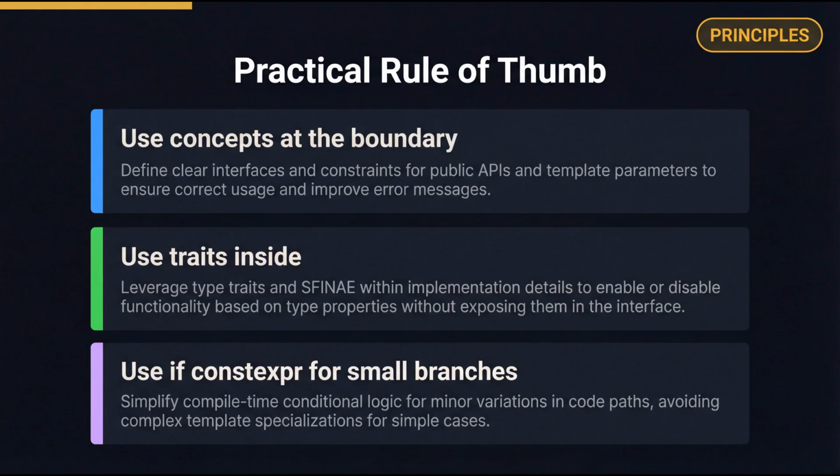3 rules for combining concepts and traits in practice. First, use concepts to state what callers must provide. They belong in function signatures and class template parameters. Second, use traits to inspect type properties inside the implementation. They help you adapt behavior without exposing complexity. Third, use if constexpr when one generic function only needs a few type-based branches. Concepts at the boundary, traits inside, if constexpr for small branches.